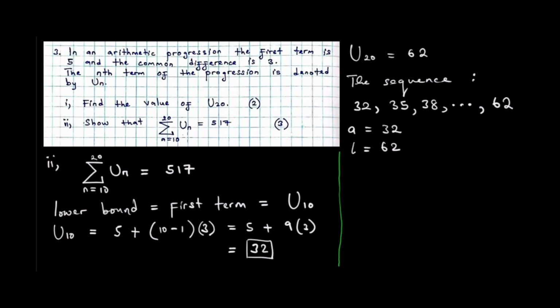What differentiates a situation where the summation starts at 1 from a situation where the summation begins at any other number is the number of terms. So the number of terms is equal to 20 terms subtract 10 terms, but we have to add 1. Which means the number of terms is going to be equal to 11, not 10.